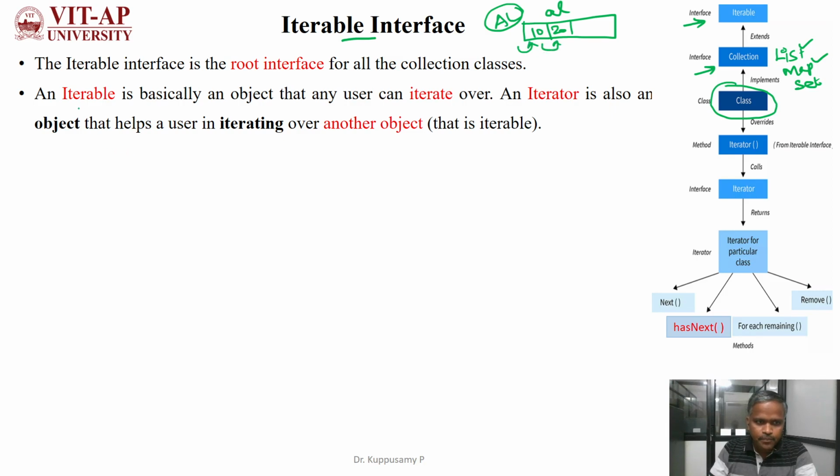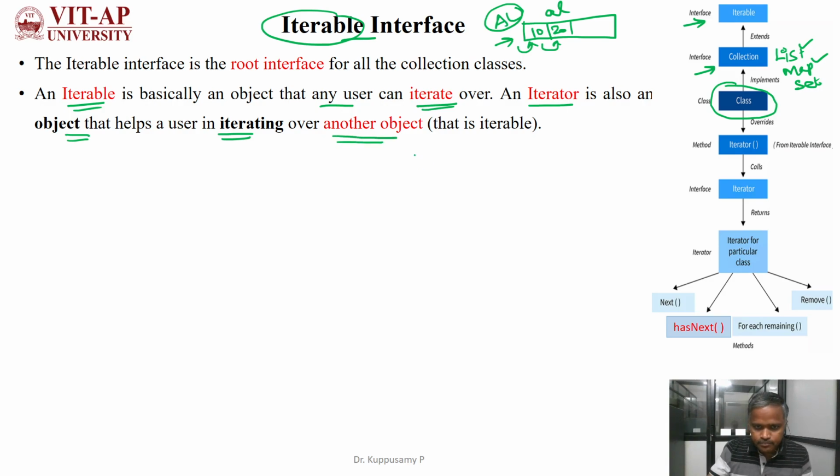So for that, we can use the Iterable interface as an object here that can help the user to iterate over these elements. Iteration here means moving from one element, one index, to another index by accessing those values stored in this ArrayList. Likewise, an Iterator is also an interface, which is an object that helps the user to iterate over another object.